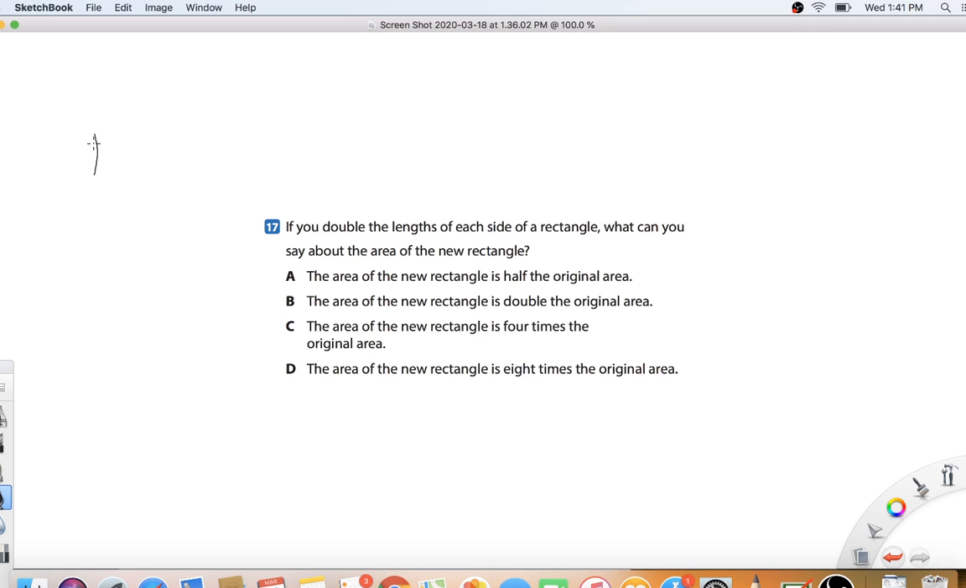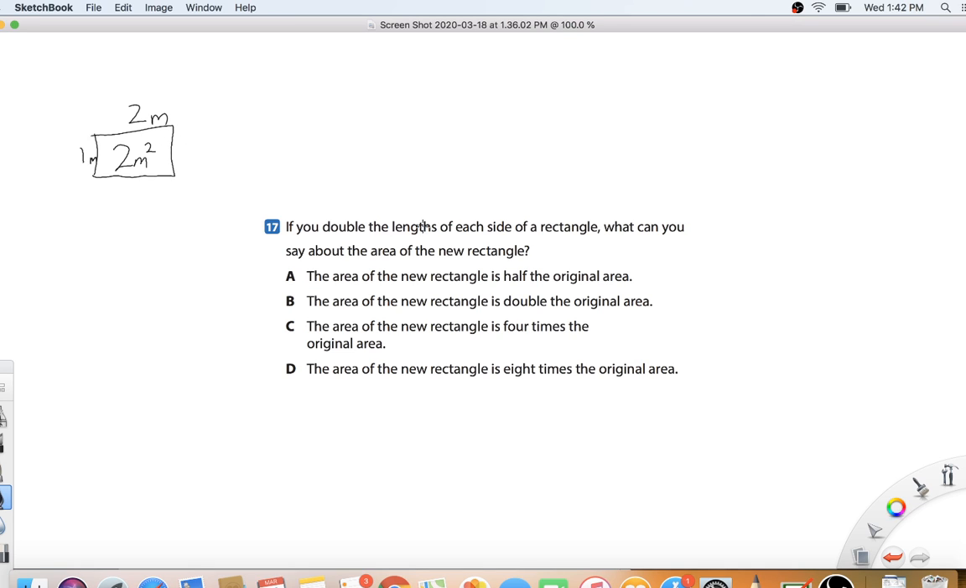Whenever you have these problems, you can just create a rectangle on your own, and you can make the numbers up. So you can say, I want this side to be 1, then this side to be 2. Smaller numbers is much easier to do this, but it says if you double the lengths. So what can you say about the area? So first, let's find the area for this. 2 times 1 is 2. Let's do meters, just have a letter there. 2 times 1 is 2, so the area for this is just 2 meters squared.